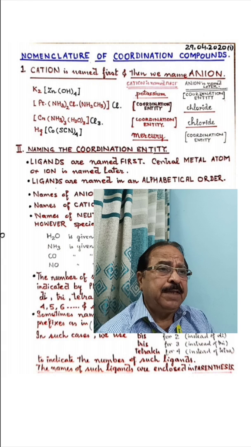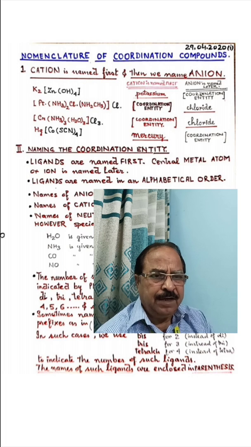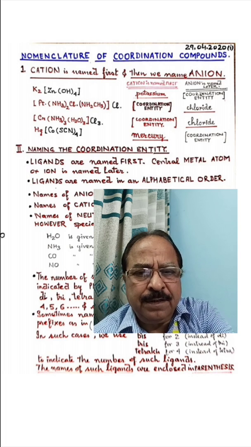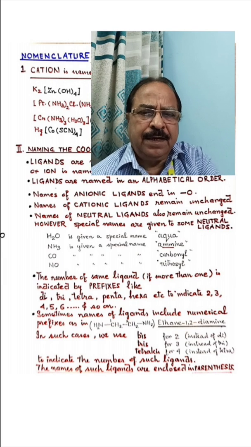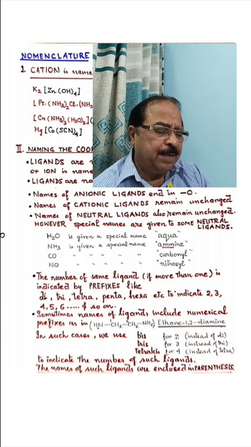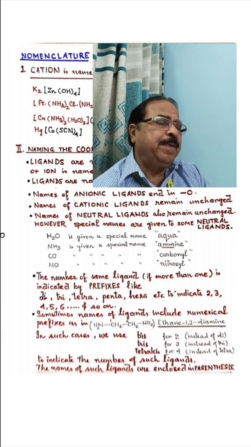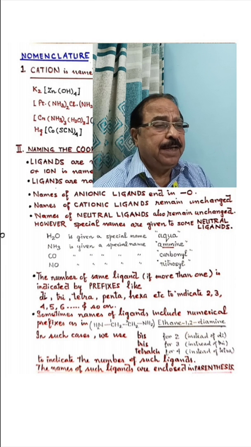Now how do we name the ligands? Do we have to follow any particular order? Yes. We have to write the names of various ligands in alphabetical order. You already understand what alphabetical order is. And after this, I have to tell you that the ligands may be negatively charged, they may be neutral, or they may be carrying some positive charge on them.